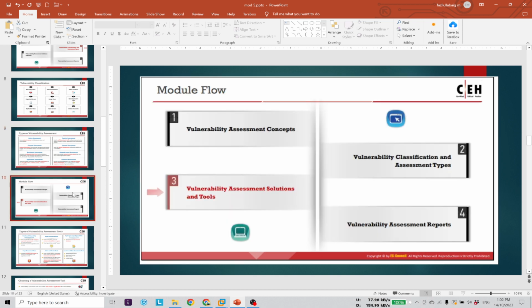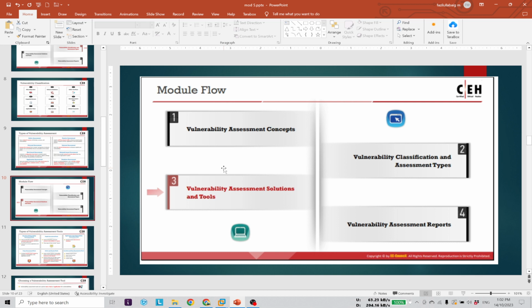So let's see what is on the next slide, that is vulnerability assessment solution and tools. As I told you at the starting, that vulnerability assessment solution I am not going to cover because it's not in the ethical hacking internship syllabus. But I'll tell you how to fix them.